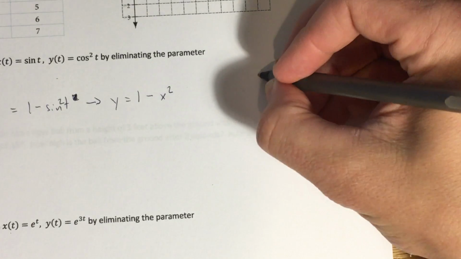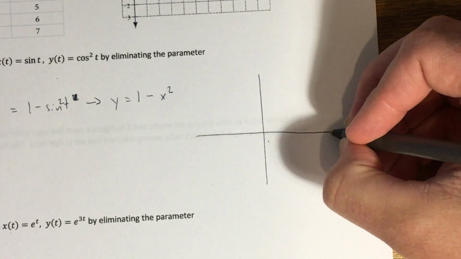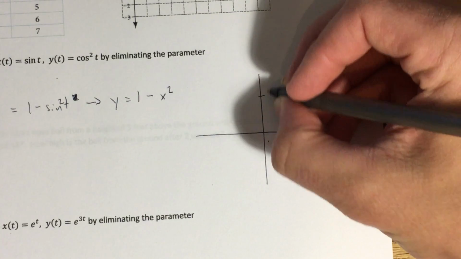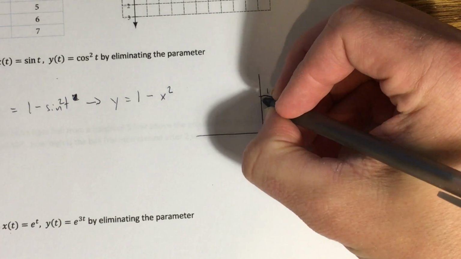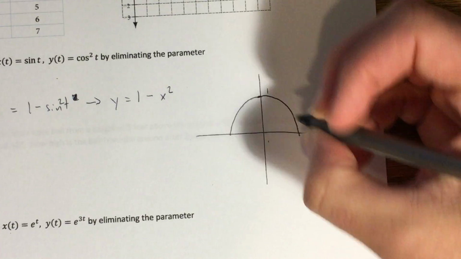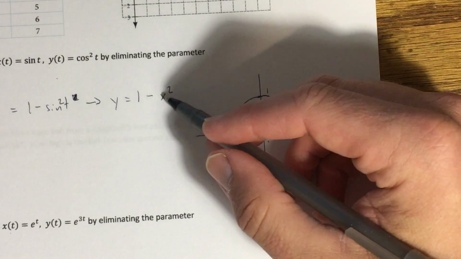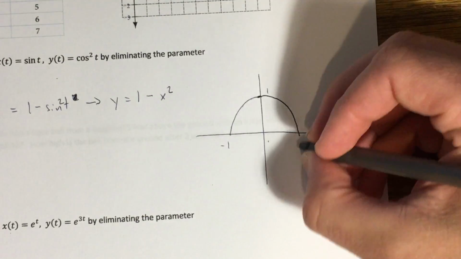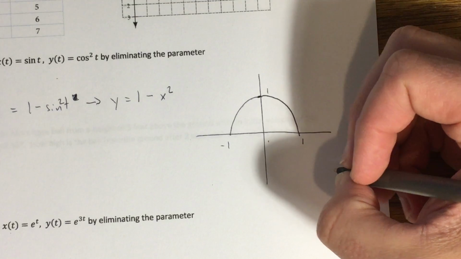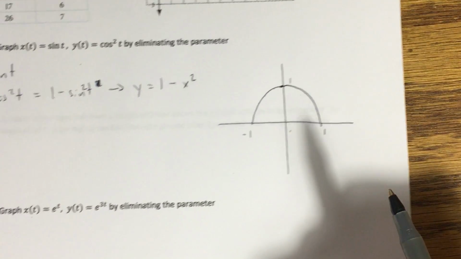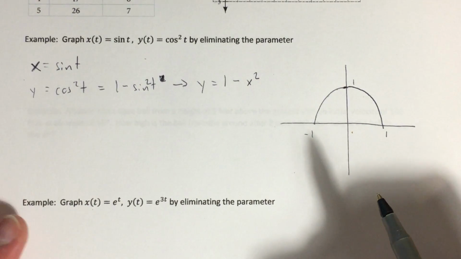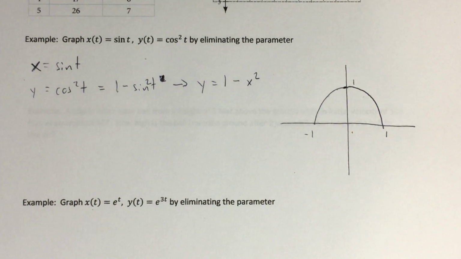That's a parabola that has a y-intercept of 1, that's where its vertex is, and it opens downward because the coefficient on my x squared term is negative. So this would be -1 here, and this would be +1 here. Now it turns out that's as much of the parabola that I'm going to be able to graph. And this is something that's important to be paying attention to when you're graphing parametric equations.